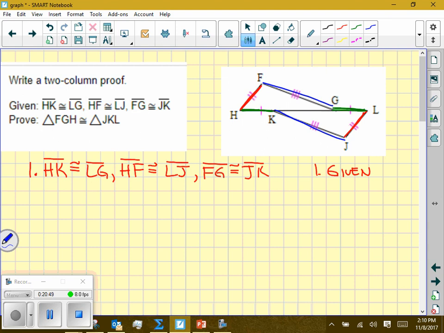Okay? And if I can show that HG and KL are congruent, then we have side, side, side, correct? And then we show the triangles are congruent. So I want to show you it's a common practice with a lot of proofs that we go through using two or three steps here to get that fact that HG is congruent to KL. And doing this is going to use some segment addition concepts.